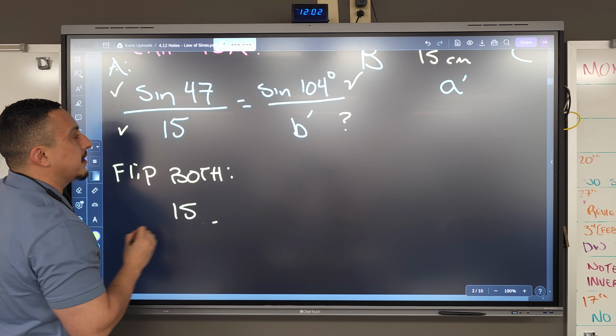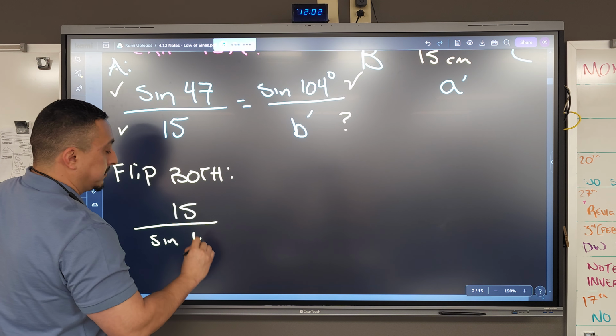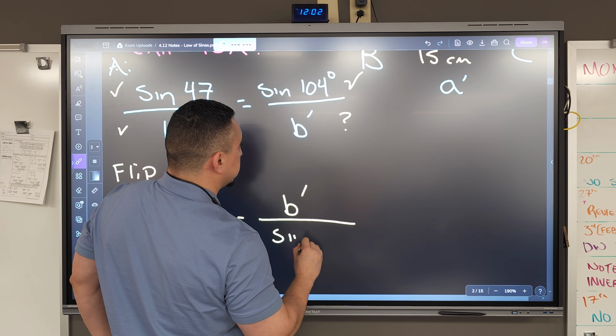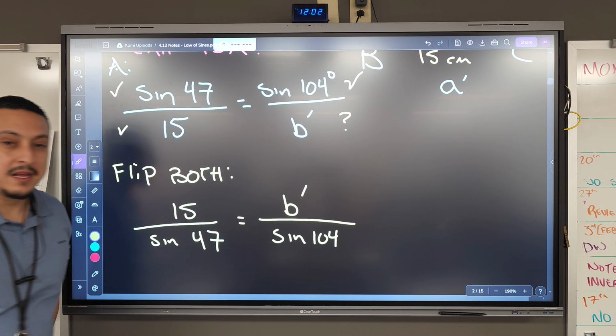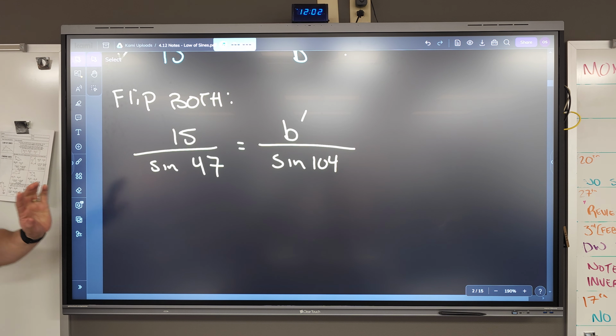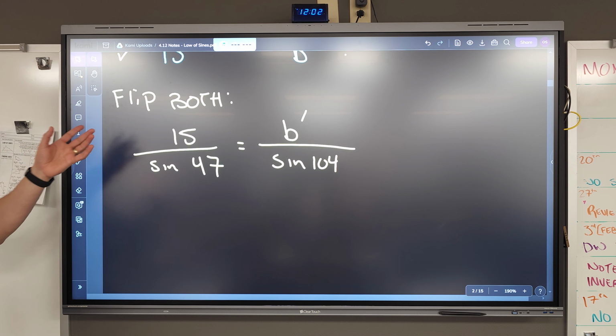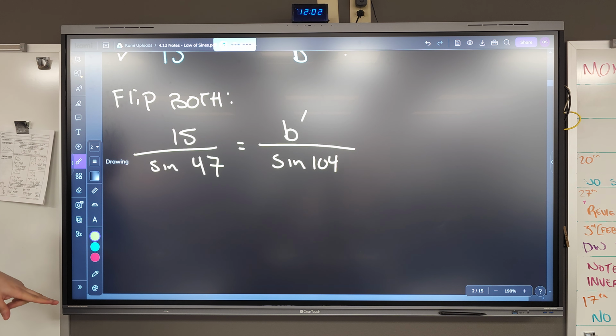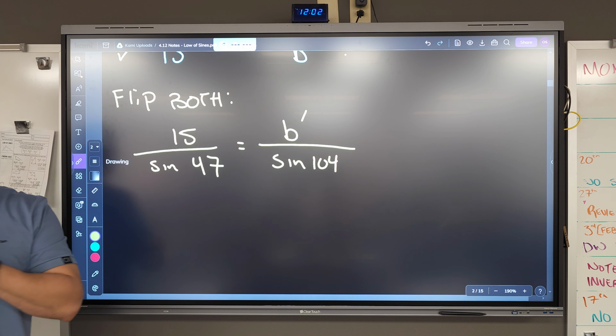I flip this fraction, and I flip this fraction. Feels really weird if you've never done that. It feels like that shouldn't work, but it does. And it saves me time because I don't have to solve it. I don't have to multiply both sides, divide both sides, divide both sides. Now, B is on top, which is what I want.